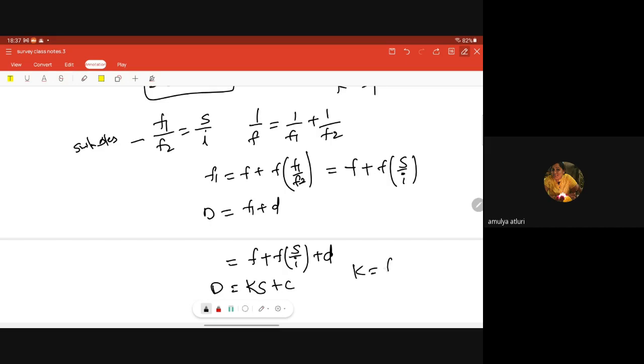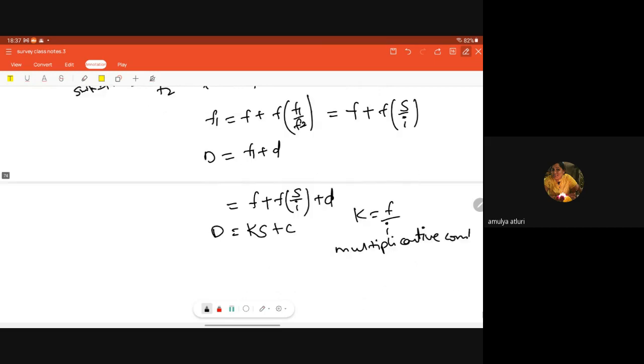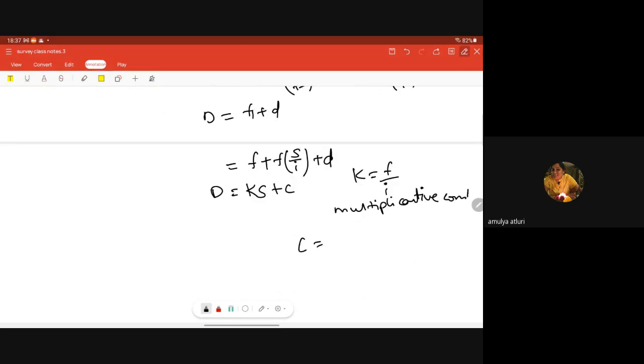K is nothing but F by I. This is called the multiplicative constant. And C is nothing but F plus D. Additive constant. You need to remember these two terms. Okay. K is the multiplicative constant, it is nothing but F by I. C is equal to F plus D, it is the additive constant. Okay.